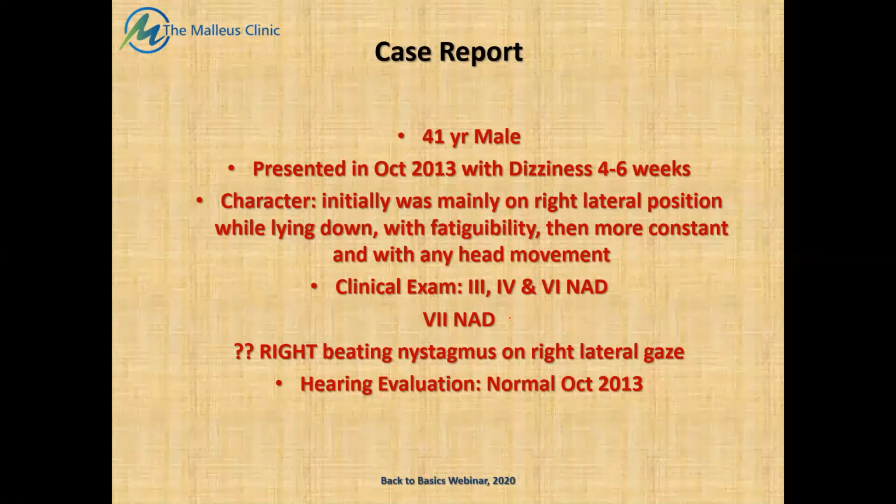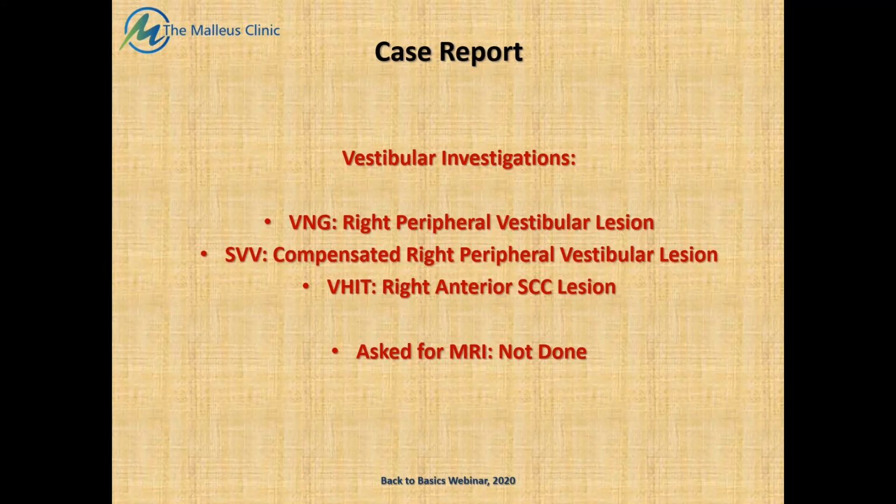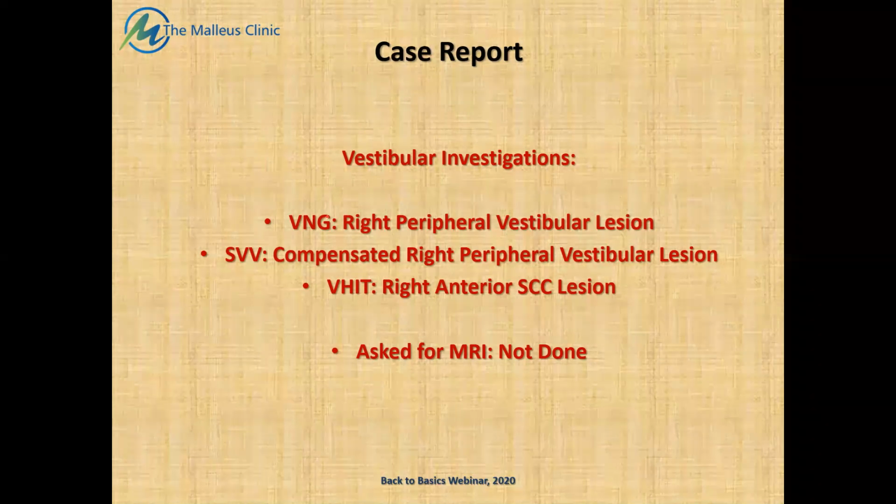The cranial nerve examination, 3, 4, 6, 7, was normal, and there was a very fine right beating nystagmus on right lateral gaze. The hearing evaluation was normal in October 2013. The patient went in for the vestibular investigations. I do not have the details of the rest of the vestibular investigations, via the head shake or the optokinetic, or the rest of the protocol that we follow. I did not have personal access to a VNG machine at that point of time, and these investigations were conducted in a different center.